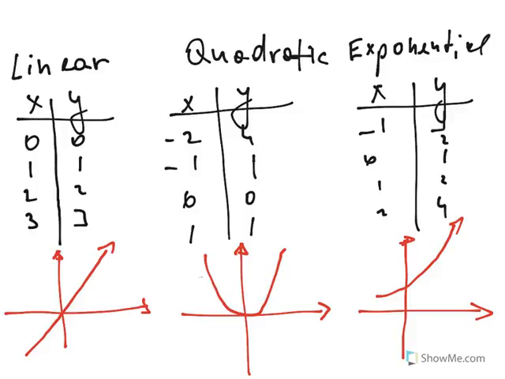Hello students, in this video we are going to learn how to recognize the type of graph from a table. To recognize if a function is linear, quadratic, which you know the graph is a parabola, or exponential without any equation or graph, look at the differences of the y values between successive integral x values.